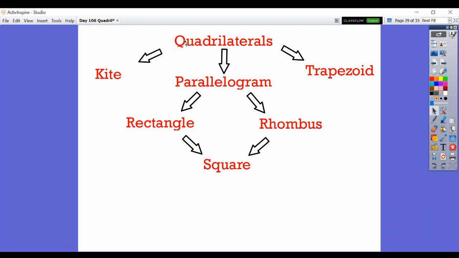Quadrilateral and a kite, and it ends there. Quadrilateral and a trapezoid, and it ends there. But a parallelogram is a quadrilateral. A parallelogram can be a rectangle, or it could be a rhombus, and a rhombus could be a square, or a rectangle could be a square. So go back and look at your chart, go back and look at all those notes describing each one, and then compare it to this hierarchy chart.